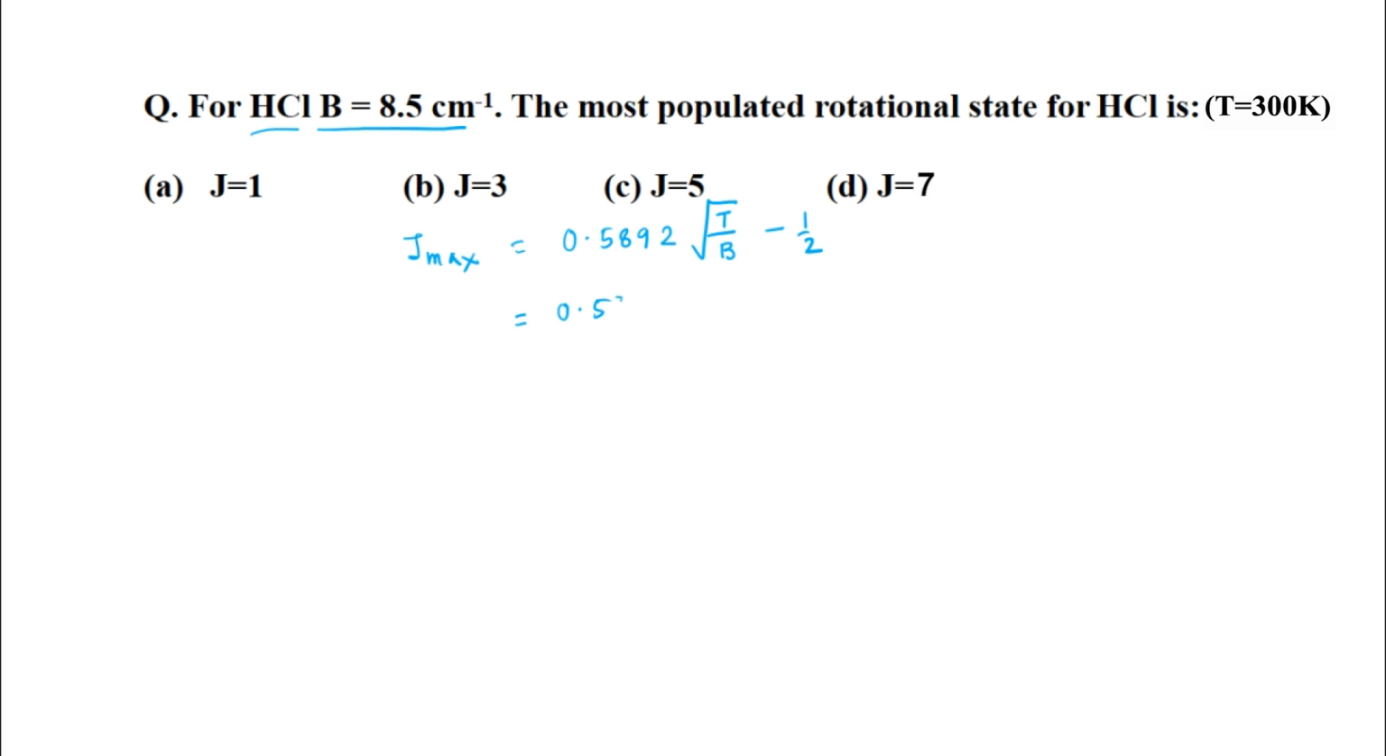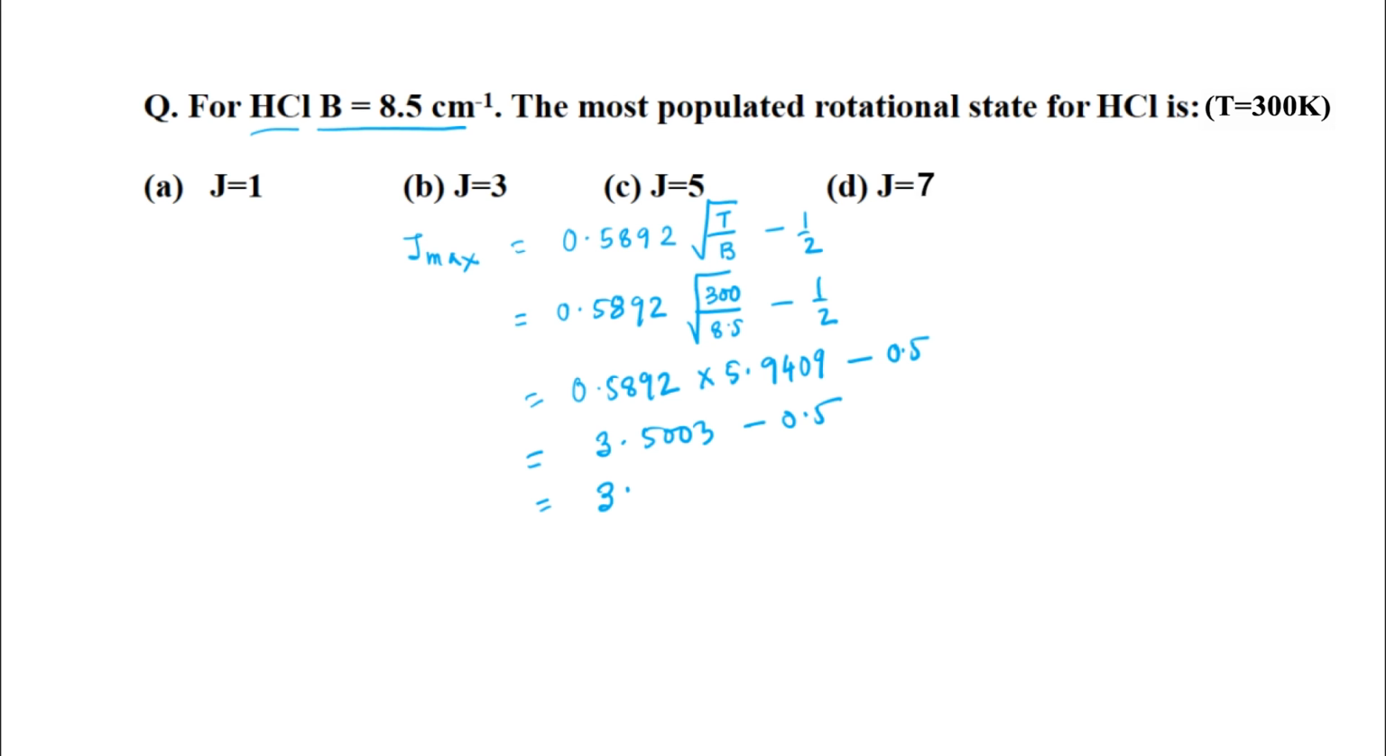So, we can write 0.5892 root over temperature, and the temperature here is 300, so 300 by B, that is 8.5, minus half. That becomes 0.5892 times 5.9409 minus 0.5. So this becomes 3.5003 minus 0.5, which is 3.0003. So the answer, which is the nearest integer, is J equals 3.